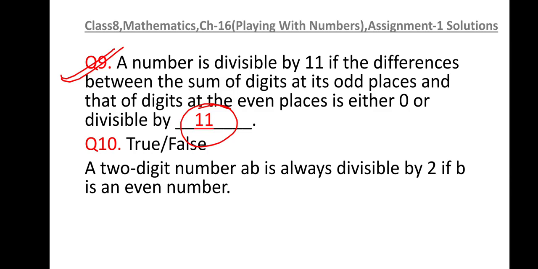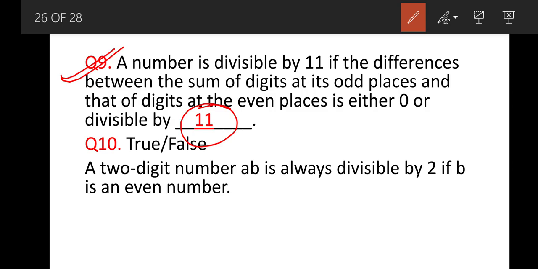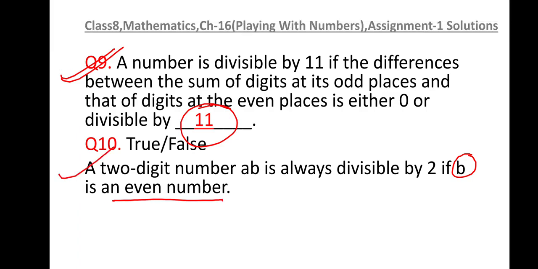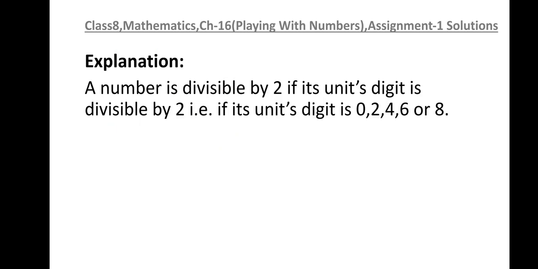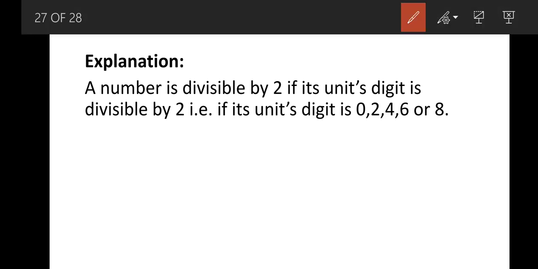Now it is given to us that a two-digit number AB is always divisible by 2 if B, that is the digit at one's place, is an even number. So this statement is true. The solution is, this statement is true. How can we say? This is the explanation. A number is divisible by 2 if its units digit is divisible by 2, that is, if its units digit is either 0, 2, 4, 6 or 8.